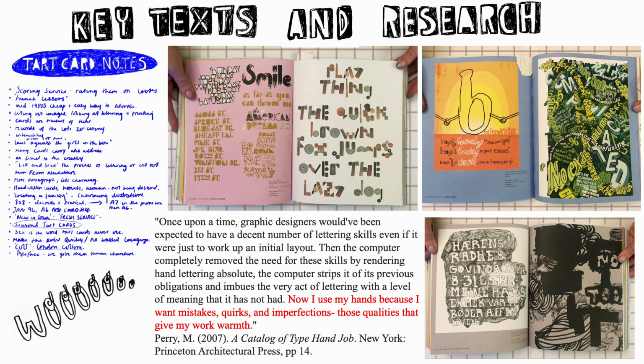This next project was in collaboration with the School of Art, where we designed tart cards for typography. I looked at Michael Perry's A Category of Hand Type as a starting point for this project. I really wanted to make some hand-rendered text as a reflection of the early tart cards being made by hand and then duplicated on a photocopier.